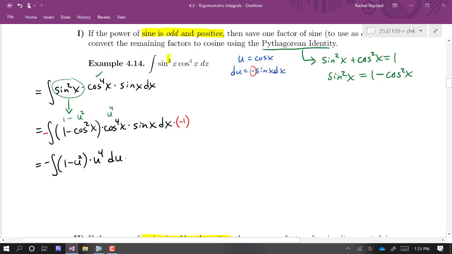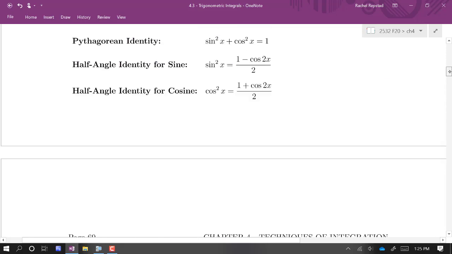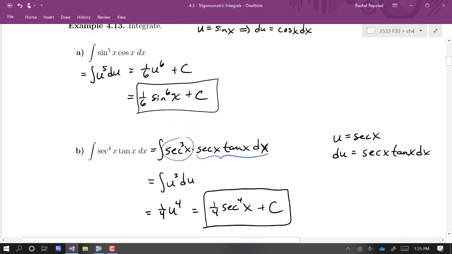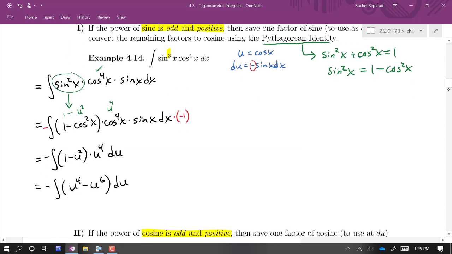Now, it isn't something that we're ready to just jump in and integrate, but we're very close. At this point, we're going to do some algebra. Let's distribute that u to the fourth. So we get negative integral of u to the fourth minus u to the sixth du. And this is a polynomial, so still a power rule integral, right? This is very similar in essence to what we were doing in part A of example 4.13. We just had to extend it. We had to do a little bit more work to set us up. We had to be really intentional about peeling off that factor of sine and then using Pythagoras.